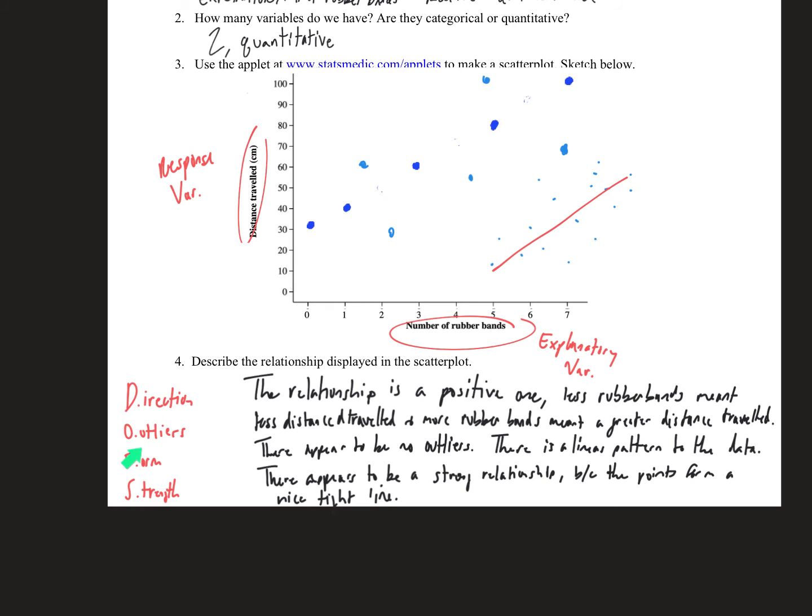Again, the acronym there is DOFS. You don't have to write everything in that order. I think it's actually a little clunky to write in this order. Probably I would go more along the lines of direction, form, strength, and outliers. It's probably the last thing I mentioned, but it's just a good way to remember the 4 things that you need to talk about.